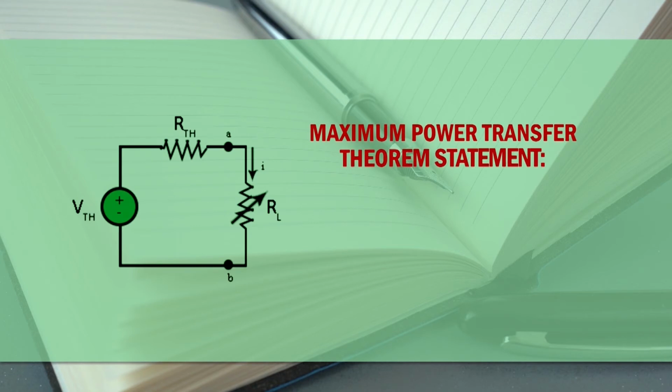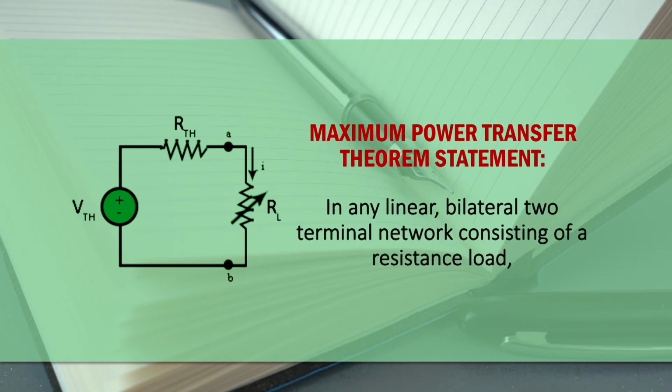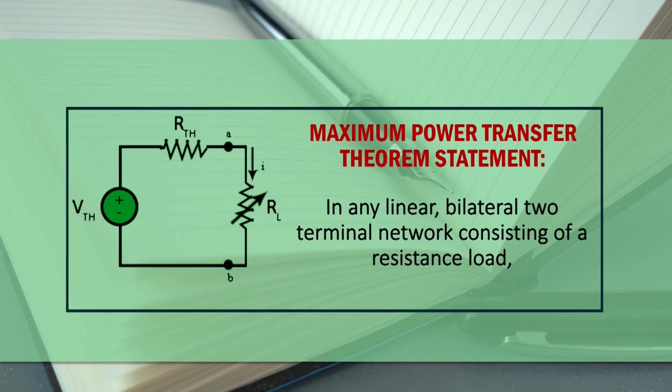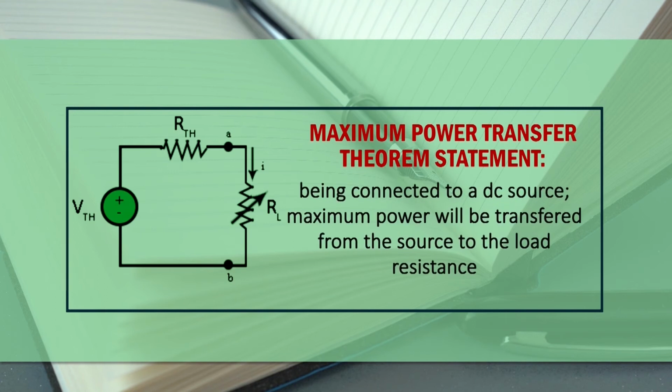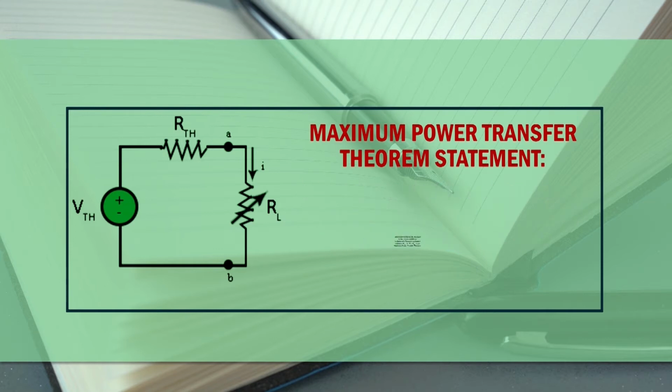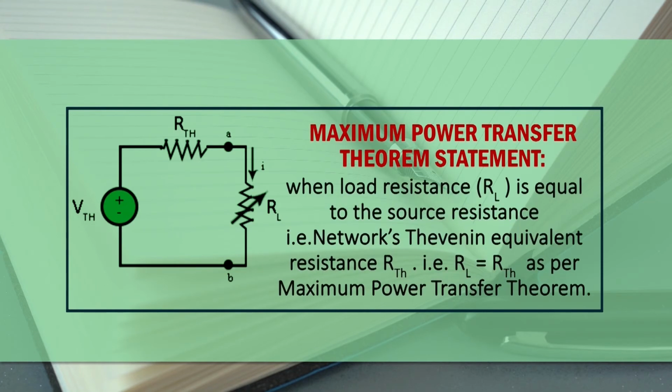Now we are going to discuss the next theorem, that is called the maximum power transfer theorem. For any linear bilateral two-terminal network consisting of a resistance load connected to a DC source, maximum power will be transferred from source to the load resistance when the load resistance, that is RL, is equal to the source resistance, that is the network's Thevenin equivalent resistance RTH. You can say RL is equal to RTH as per the maximum power transfer theorem.